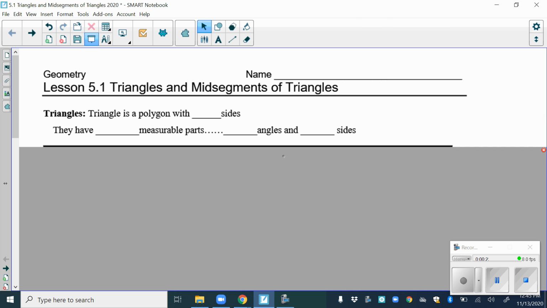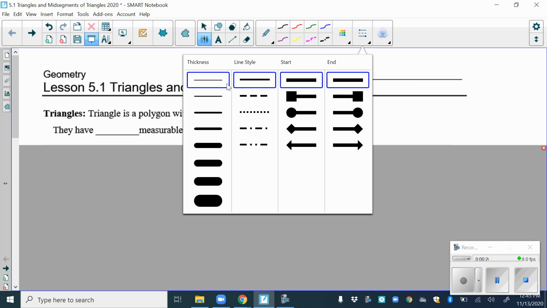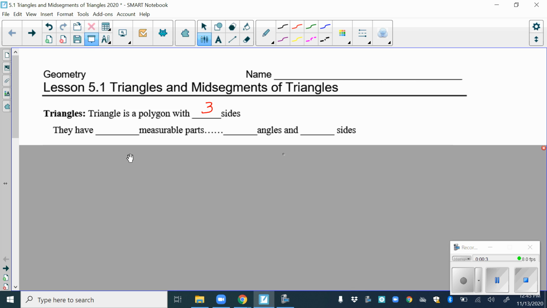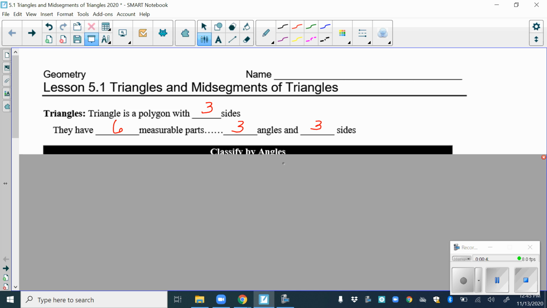A triangle, as you know, is a polygon that has three sides. Every triangle will have 6 measurable parts. You can measure the 3 angles and the 3 sides. The angles would be measured with a protractor, in degrees. The sides would be just segment lengths, which you would measure with a ruler.